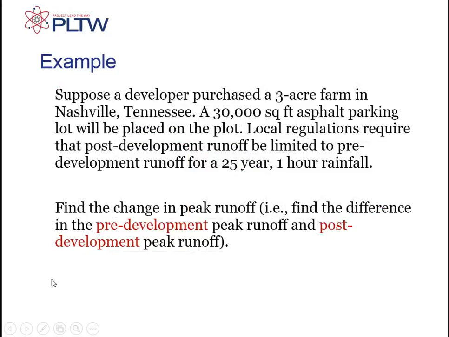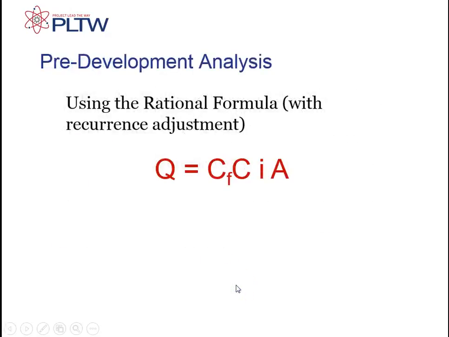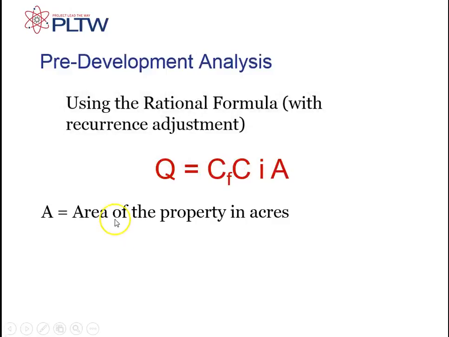So here's an example problem we're going to work through. We have a 3-acre farm in Nashville, Tennessee, and we're going to put in a parking lot there. We're going to calculate post-development and pre-development. Pre-development means before we do it. Post-development is after. Here's our formula. A is the area of the acre and properties. Do remember you have to use the area in all of these as in acres.